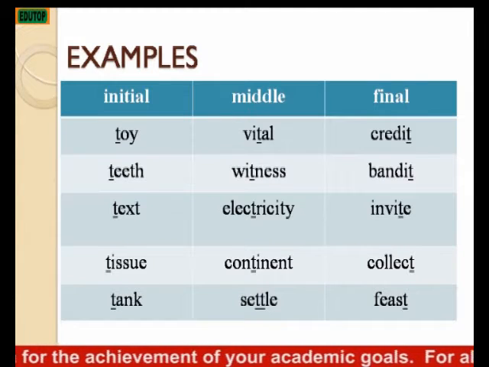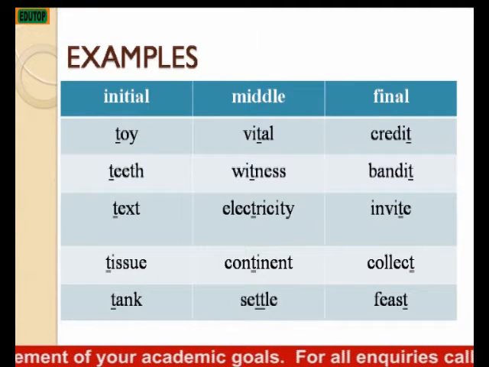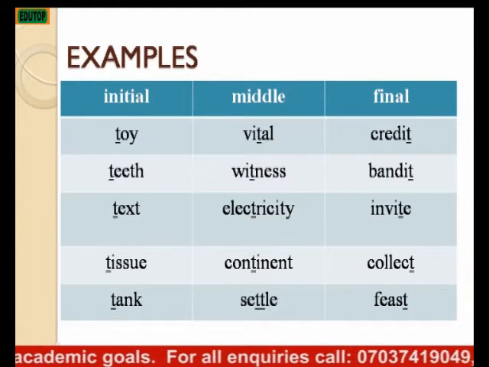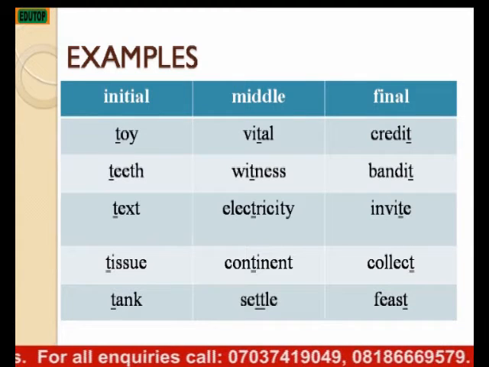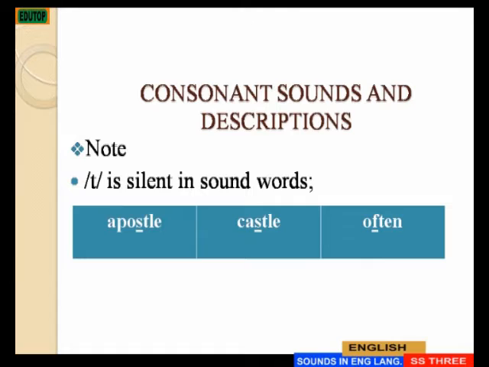Examples: at the initial position, you can have toy, teeth, text, tissue, tank. At the middle, we can have vital, witness, electricity, continent, settle. At the final position, we can have credit, bandit, invite, collect, feast, and so on. The sound is silent in words like apostle, castle, often, and so on.